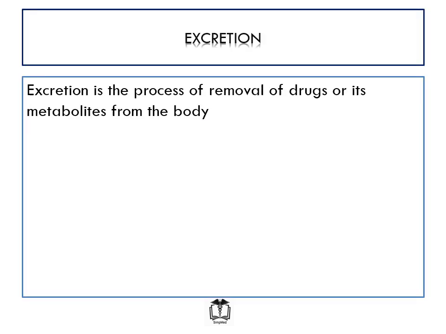Excretion is the final component of pharmacokinetics, and it is defined as the removal of drugs or their metabolites from the body. Remember that elimination is a combination of both excretion and metabolism. After metabolism occurs, the drugs and their metabolites will be removed from the body through the process of excretion.